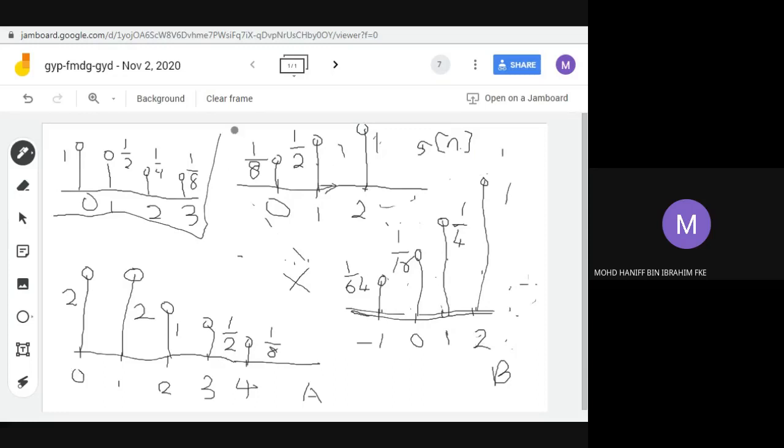Okay, so I need to clear the frame. Is it okay if I clear the frame now? Okay, I clear the frame now. All right, thank you.